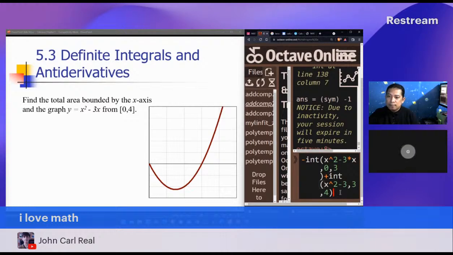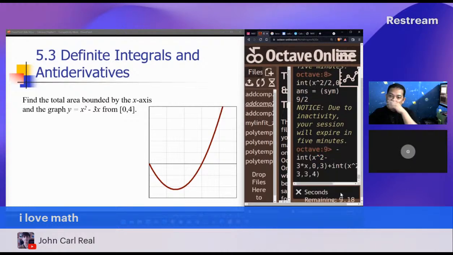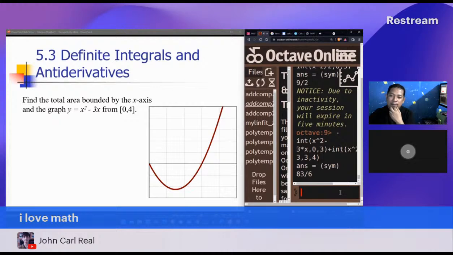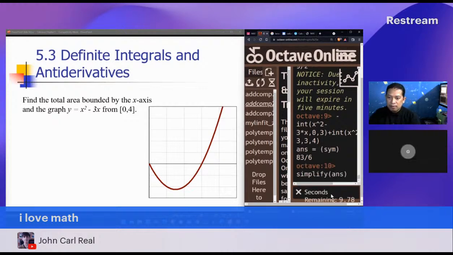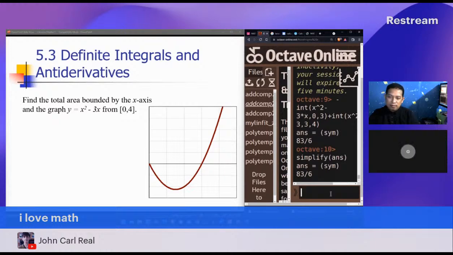1.83. Tingnan natin. Sana tama po. Parang malaki. Sige, wait, tingnan lang natin yung slide. 83.6 eh. Wait lang po, may nakalimutan ako. Negative 4.5. Negative yung dulo.